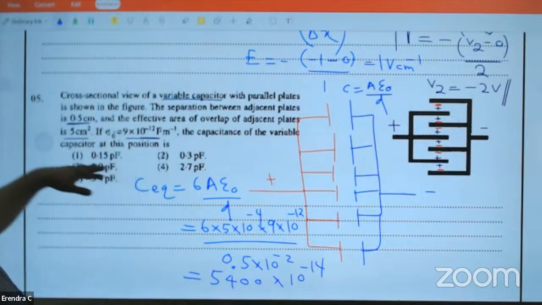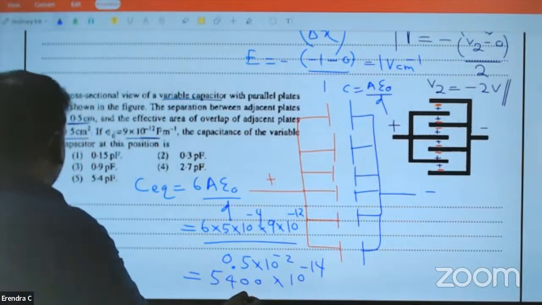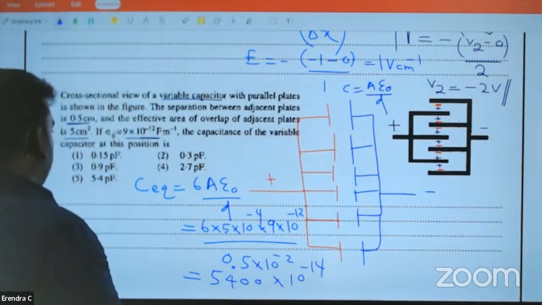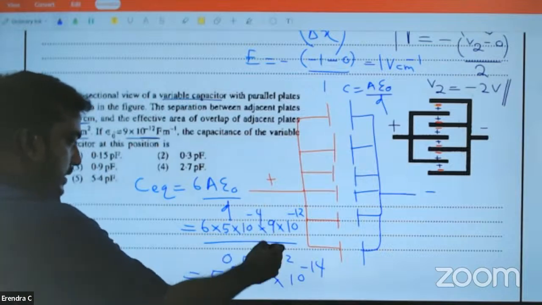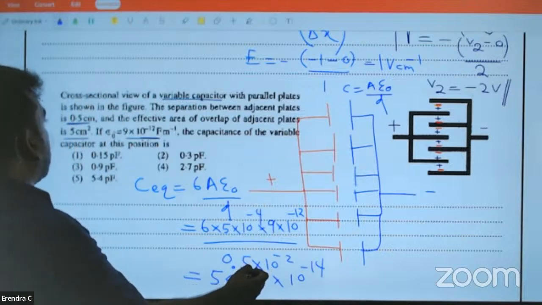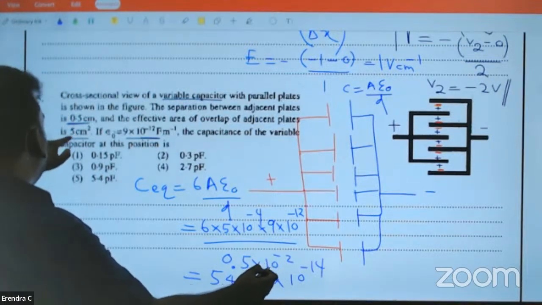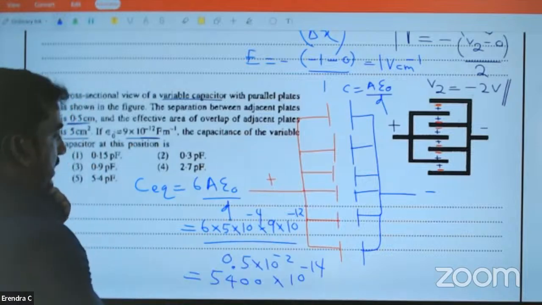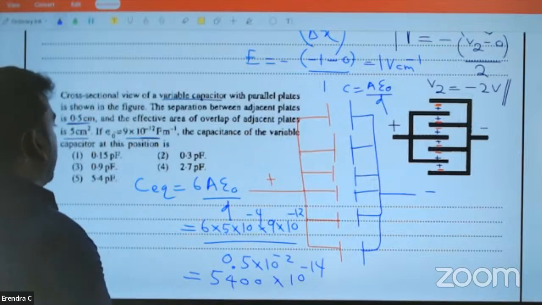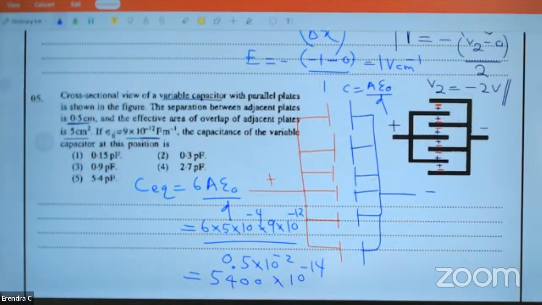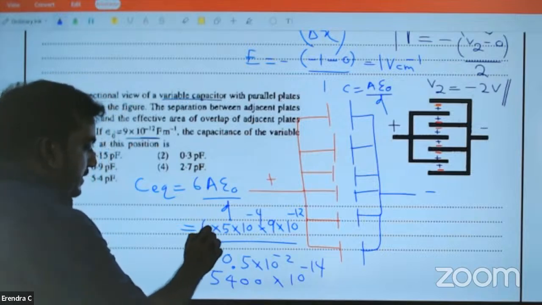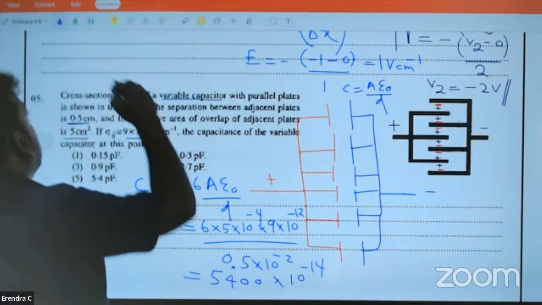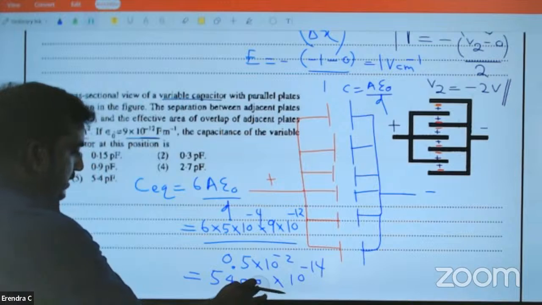What are the answers? They are given in pico. Pico means 10 to the power minus 12. So if you simplify this: 0.5 centimeter converted to meter, 5 centimeter squared is 10 to the power minus 4, 9 times 10 to the power minus 12, A epsilon naught divided by D. 6 times 5 is 30, 30 times 9 is 270, so 540 here. One additional 0 has come.